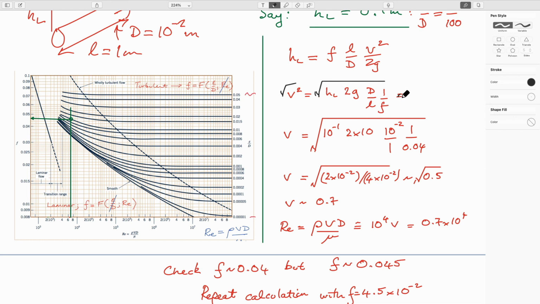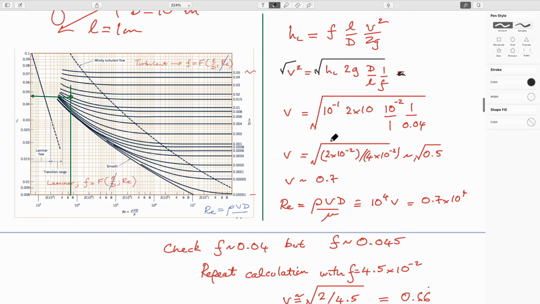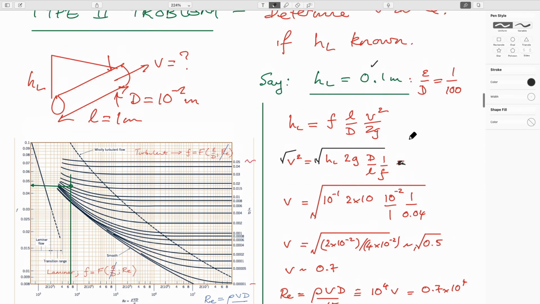Not sure what this is going to here. And we end up with this. So the head loss is equal to 0.1 of a meter. g is 10 meters per second squared. Diameter, 1 centimeter. Length, 1 meter. And the friction factor, just choose a number.